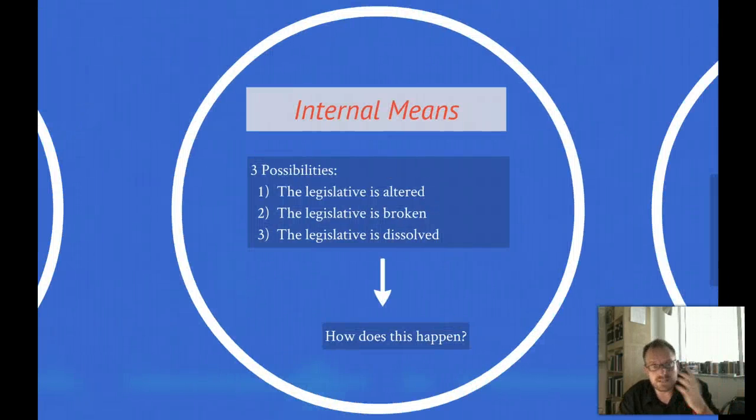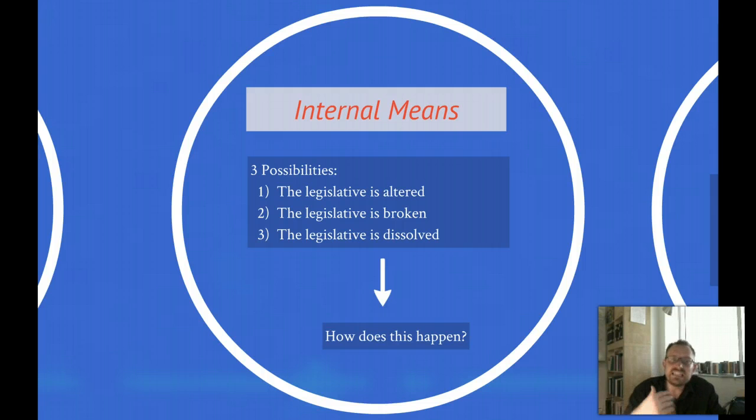That's sort of obvious. What's more interesting for us is what are the internal means in which a government can dissolve itself. And he seems to say there's really three different possibilities here. One is if the legislative body gets altered in some sense, and I mean radically altered. That is, altered to the point that it is no longer representative, right?